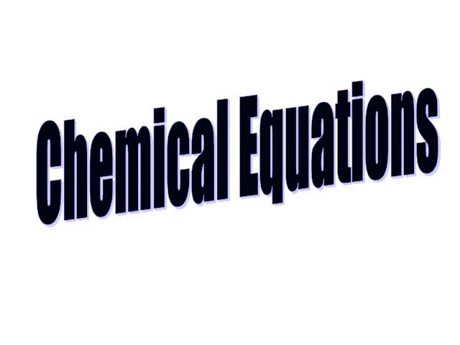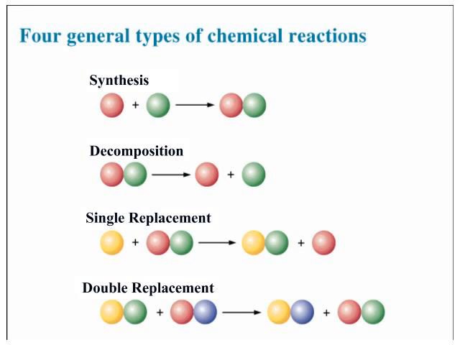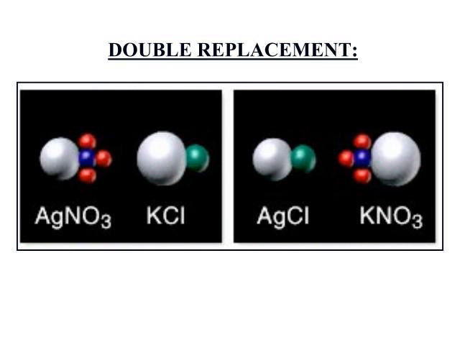Let's continue our study of chemical equations, getting to our final basic type of chemical reaction, the double replacement reaction. At this point, we've covered synthesis, decomposition, and single replacement, and now, in terms of general types of chemical reactions, we have the double replacement reaction. The double replacement reaction has two ions that switch places, hence the term double replacement.